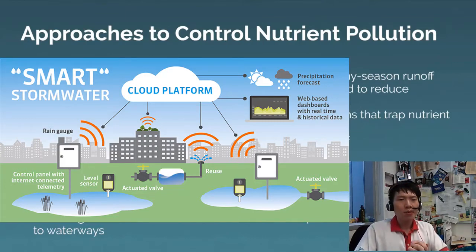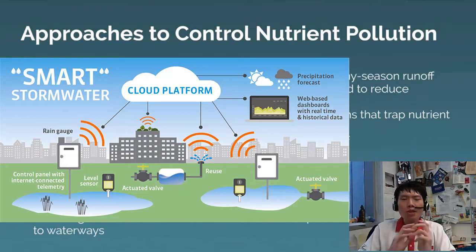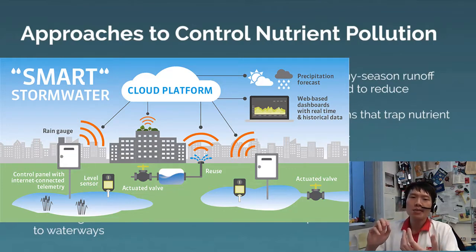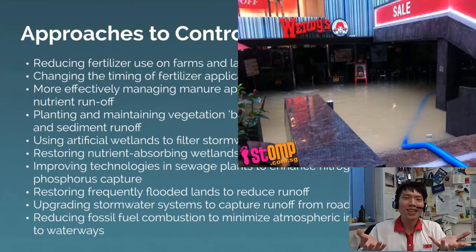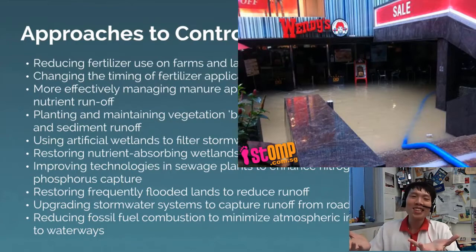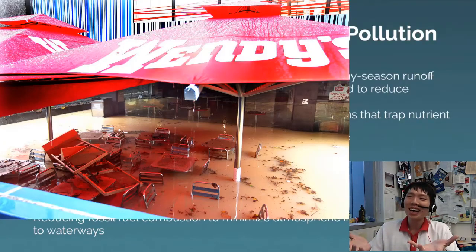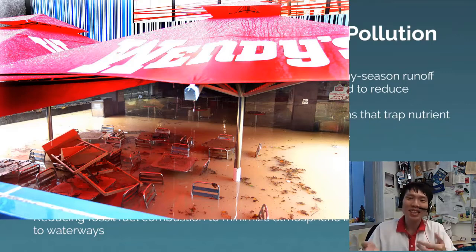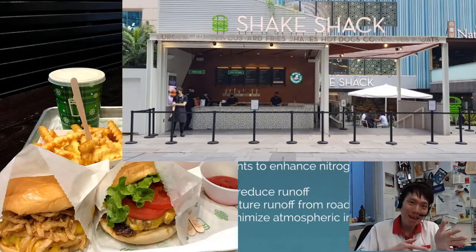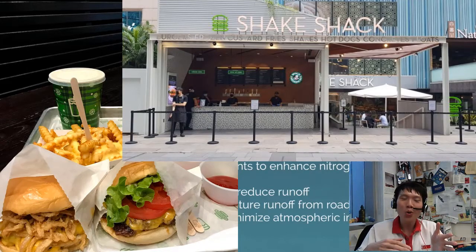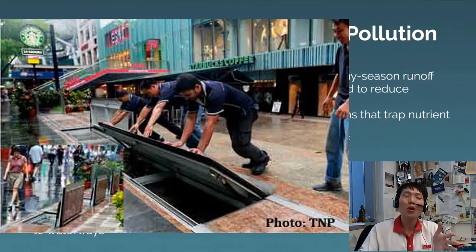Now next, we could also restore the frequently flooded lands to reduce runoff here. If there's a certain part of land that's always flooded, the first thing I think of is Orchard Road. Orchard Road used to be flooded outside the Wendy's, but now it's Shake Shack. The government put in some money to build some little dam so that there will be a more regulated water flow to prevent flash flooding.